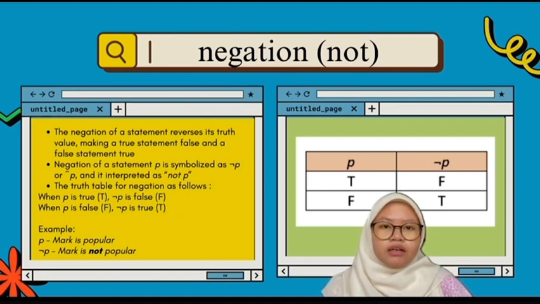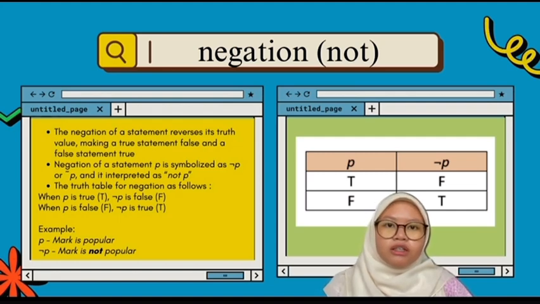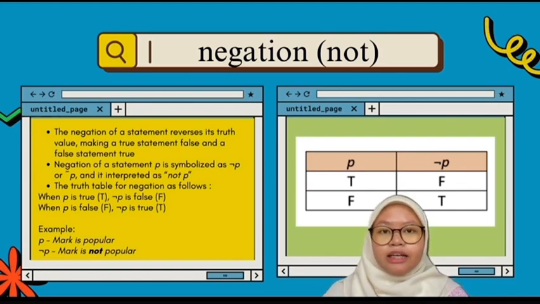To make this clearer, we use a truth table. When P is true, negate P is false, and when P is false, negate P is true. This systematic approach ensures that every logical operation has a clear and consistent interpretation. Negation is crucial because it allows us to consider alternative perspectives and explore the opposite of any given statement. This logical operation will become even more significant as we examine more complex structures like conditional statements.